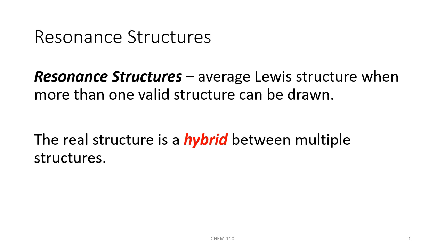Sometimes when drawing Lewis structures, you can draw more than one appropriate Lewis structure to represent the molecule. In this case, we use resonance structures to show the average Lewis structure when more than one valid structure can be drawn. The real structure is an actual hybrid between all of the resonance structures that we can show for a single molecule.